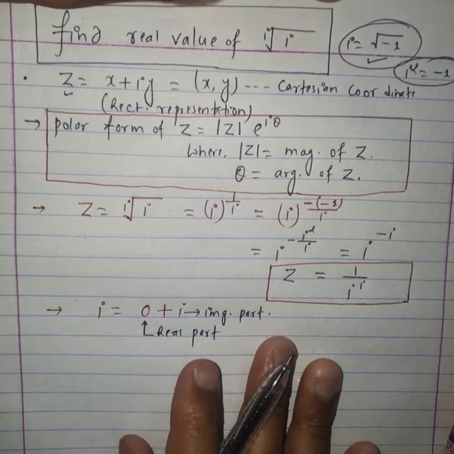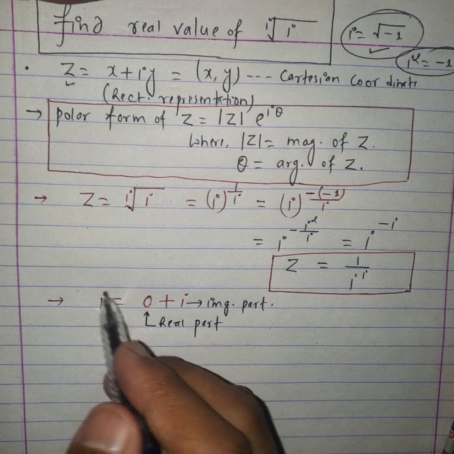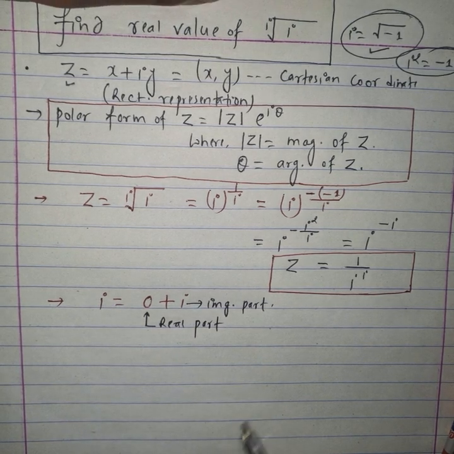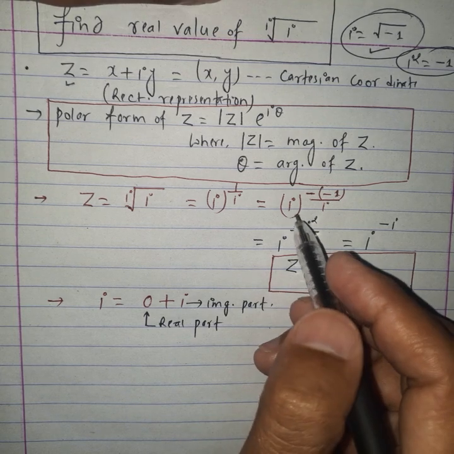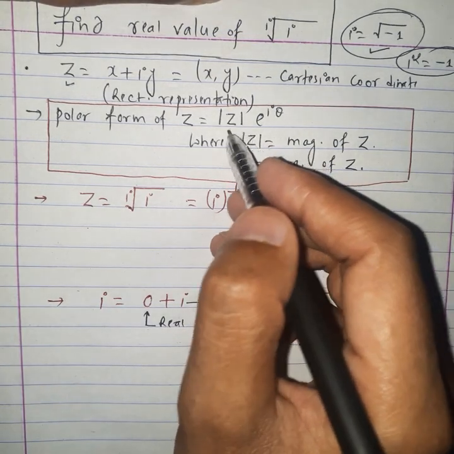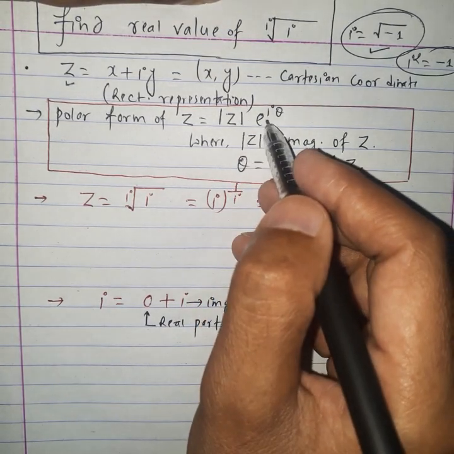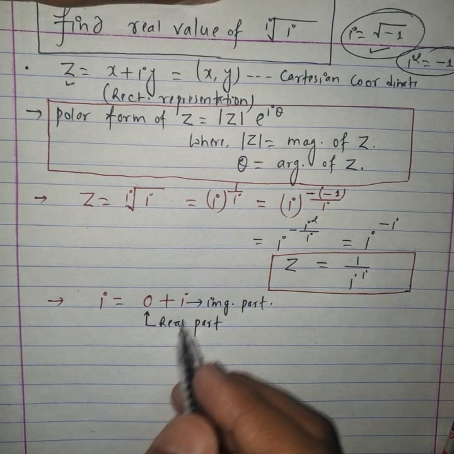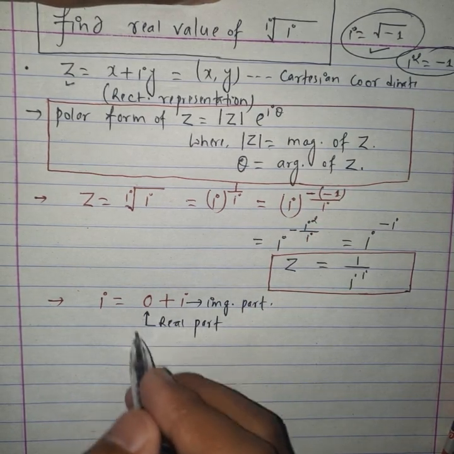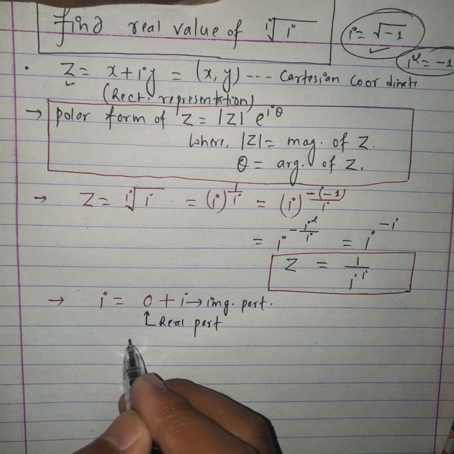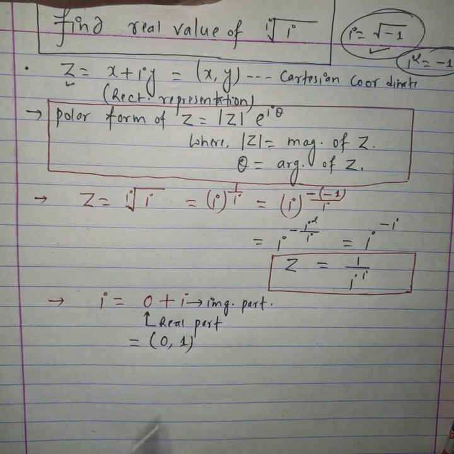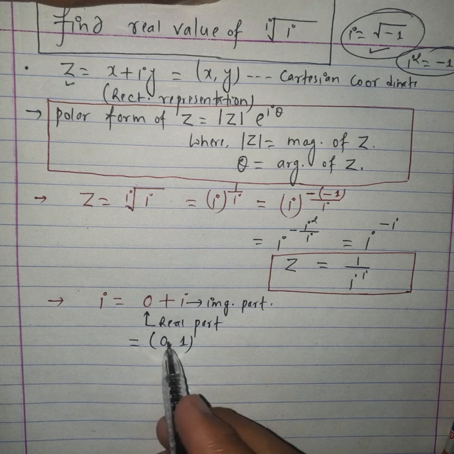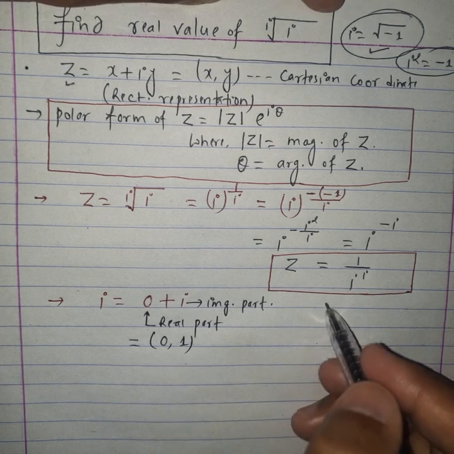And let's evaluate the polar representation of this i. For polar representation, we need two things: one is the mode of the complex number, and the other one is the argument. This can be written as 0 plus i, which is 0 comma 1. So we can plot this 0 comma 1 on the Argand plane.